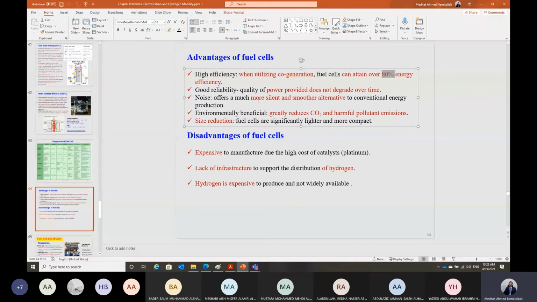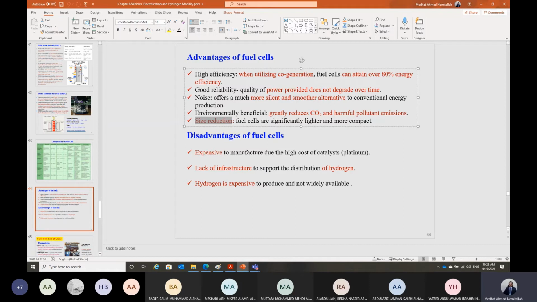So as long as we supply the fuel, which is hydrogen, and we supply oxygen, the fuel cell will be working. Its operation is perfect. It's a smooth operation, and also a very silent operation. We don't have any kind of noise or vibration like the internal combustion engine. Also, it reduces harmful emissions. A hydrogen fuel cell produces only pure water vapor plus heat plus electrical power, so we don't have any kind of emission. Also, the size is reduced. The size of the fuel cell will be even smaller than the internal combustion engine.